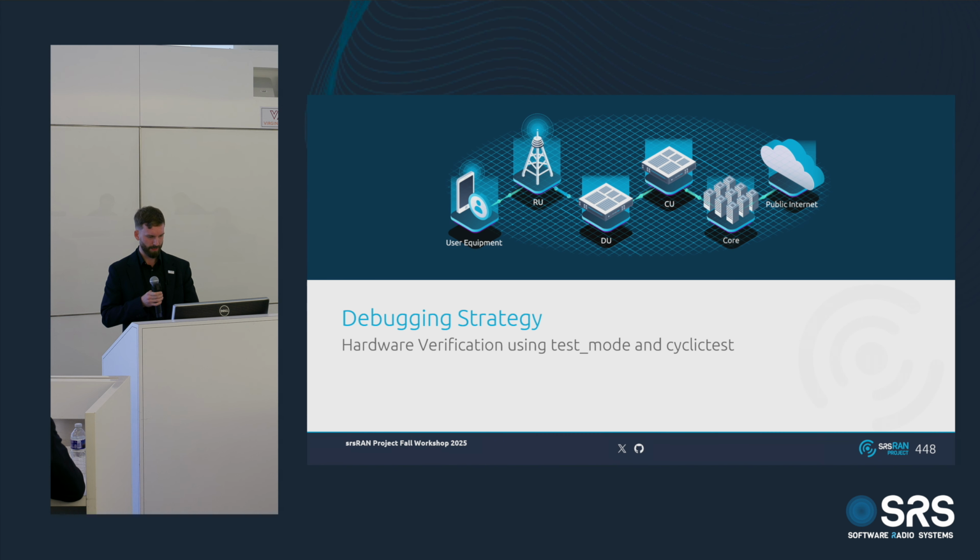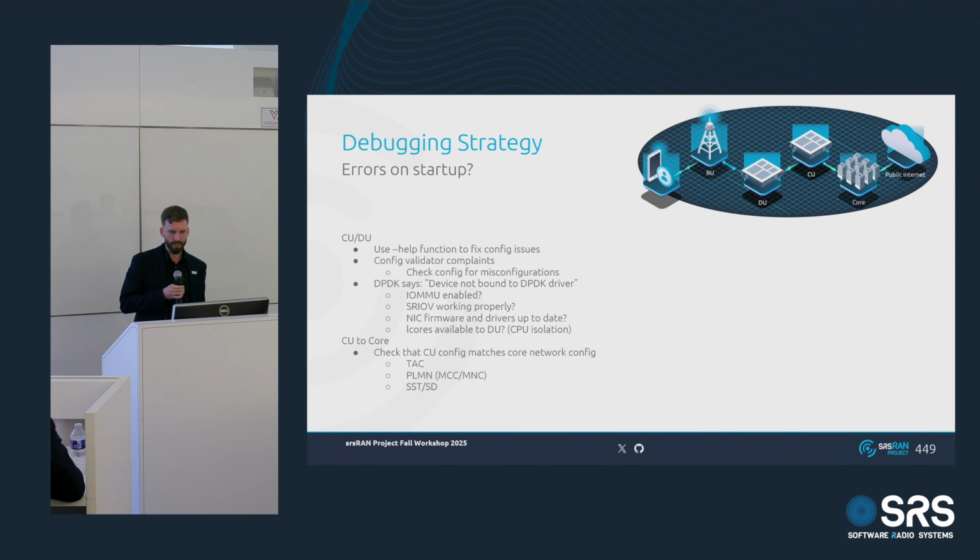The first step would be: does the gNodeB start or not? If it's not starting, you can use the help function. Maybe the config validator is complaining about something. And something that I've seen a lot is this DPDK error, device not bound to DPDK driver.